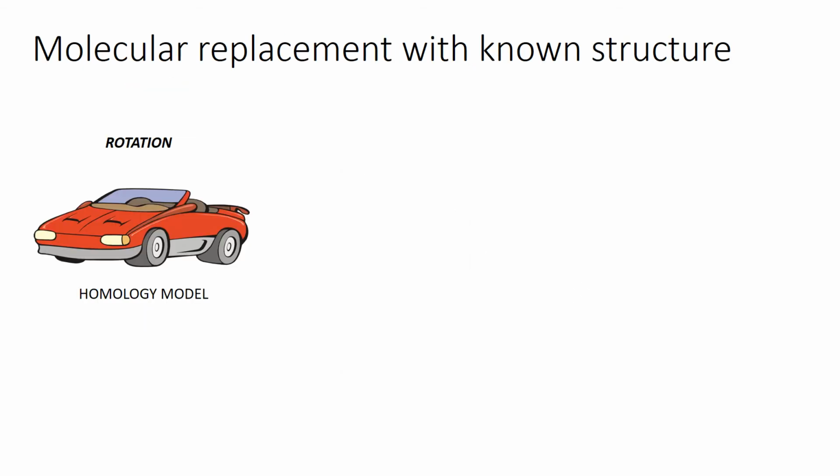To understand molecular replacement, let's use a simpler object, let's say a car. Molecular replacement requires the knowledge of a homology model. Molecular replacement utilizes the phases calculated for the homology model positioned in the crystal unit cell of the unknown protein.